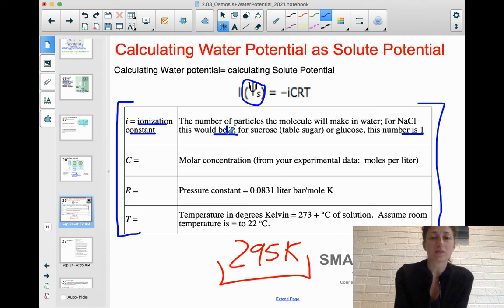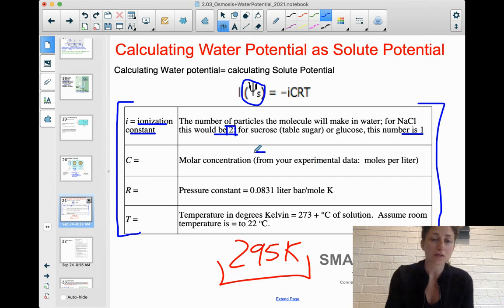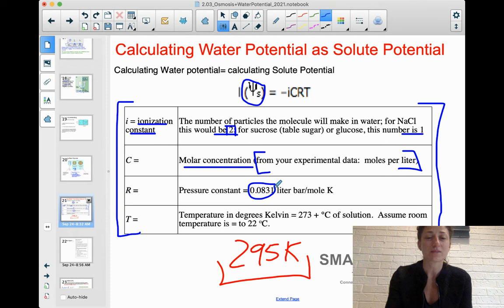You'll always be given this, okay? And they give you all of this on the AP test, which I'll show you in a second. C, okay, is concentration, molar concentration. This is referring to the lab that we will do tomorrow, okay? But this is just your molar concentration, okay? Your pressure constant is always the same. It's always 0.0831. I'm having some dyslexia this morning with my numbers.